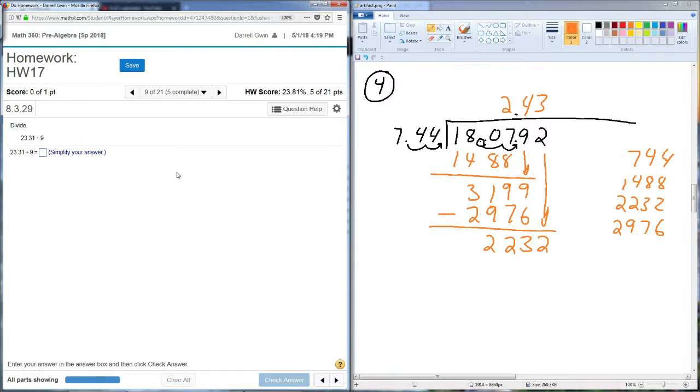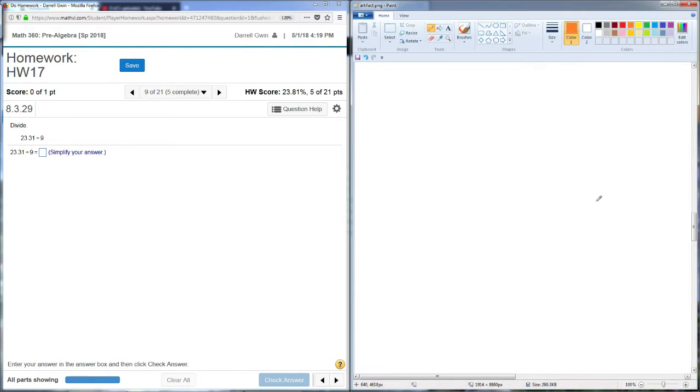Anytime you multiply by powers of 10 or divide by powers of 10, just move the decimal place. So it's pretty easy and quick.